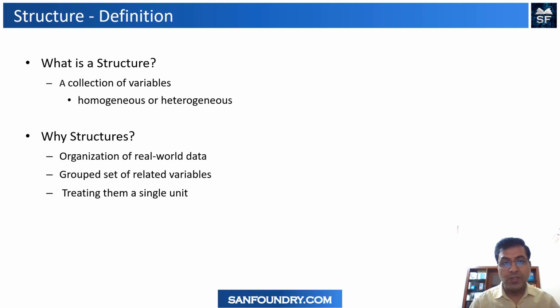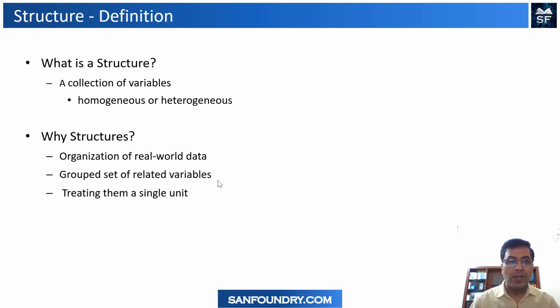So those are some pieces of data which belong to you as an object, you as a person, you as a student. So when we talk about structures, we are really trying to organize the real world data and group it into related variables. When you say variables, it basically means what data types you might want to assign. Name can be a character string. Department can be an ID. ID can be an integer. Your overall aggregate marks can be a floating point number.